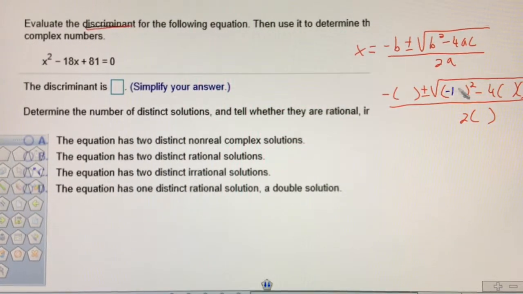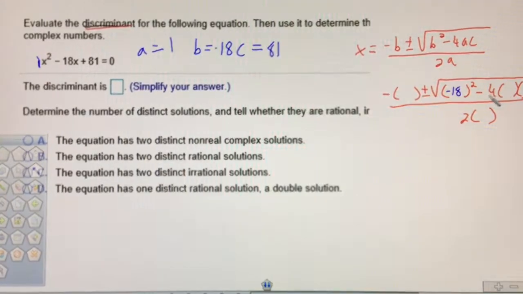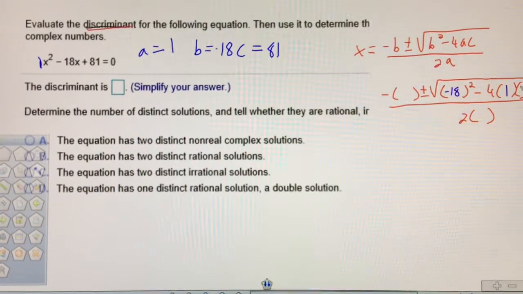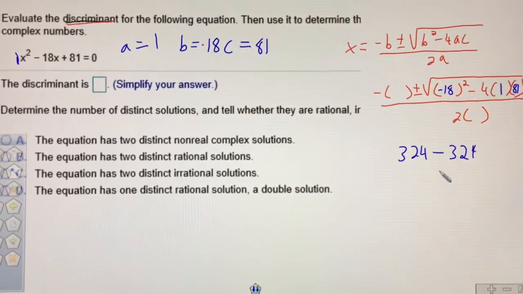So b is going to be negative 18. Let's take a look. A equals, b equals, c equals. A equals the 1 out front, b equals the negative 18, and c equals the 81. So I put my a there, and my c over here, 81. 18 squared is 324. And 4 times 81 is also 324. And notice, the discriminant of this problem is going to be 0.